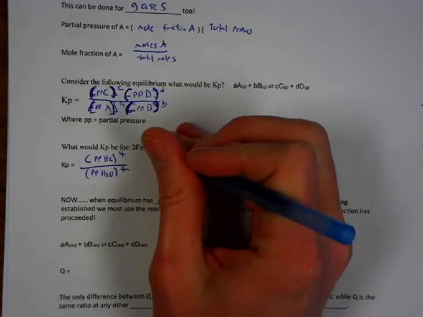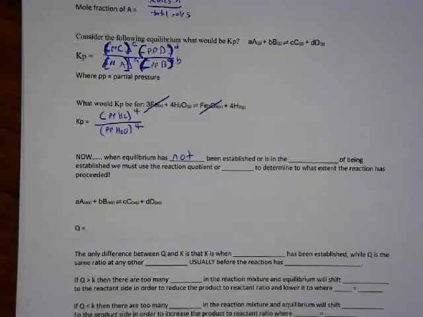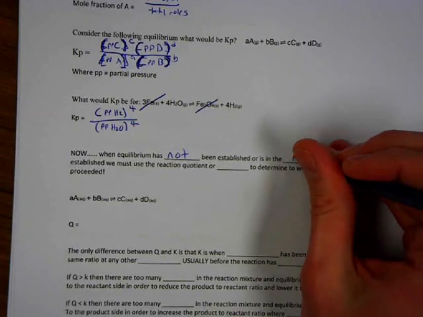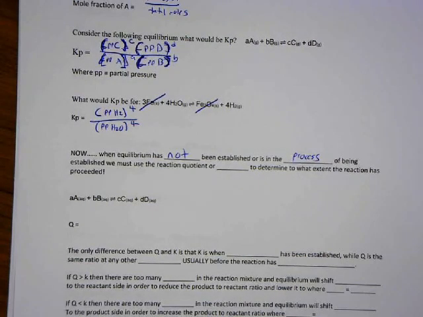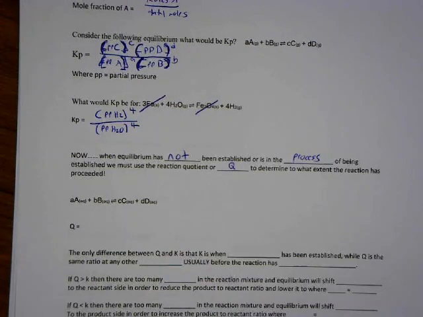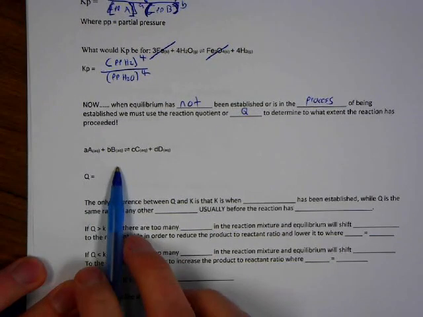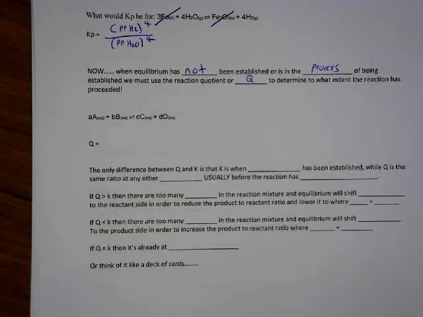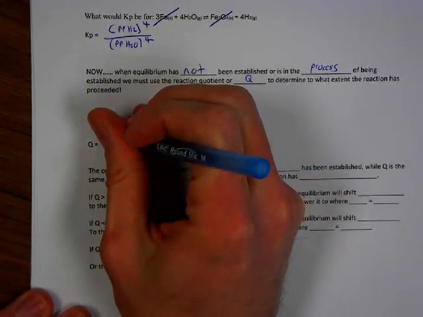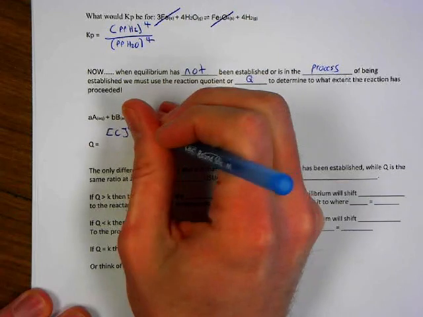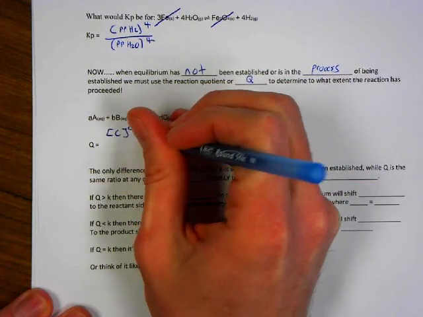Okay. Now, when equilibrium has not been established, I'm going to cross out these solids just so it's a little bit more emphasized there. When equilibrium has not been established or is in the process of being established, we must now use the reaction quotient, or Q, to determine what extent the reaction has proceeded. So, if I was going to write a Q expression for this, guess what it's going to be? Same thing, right?